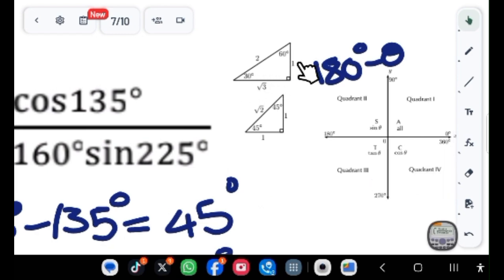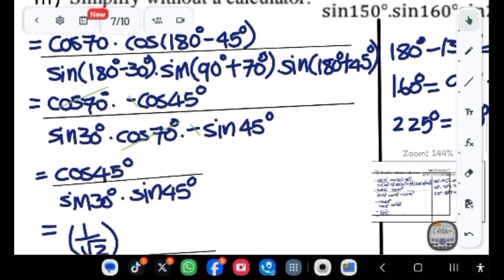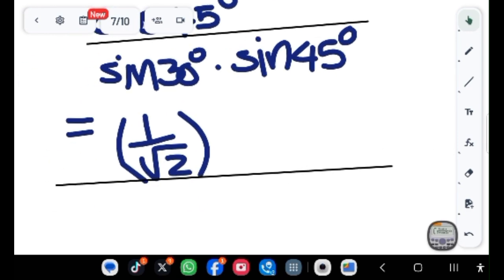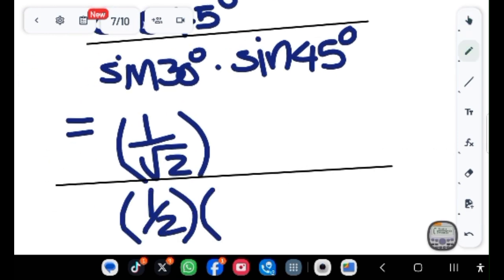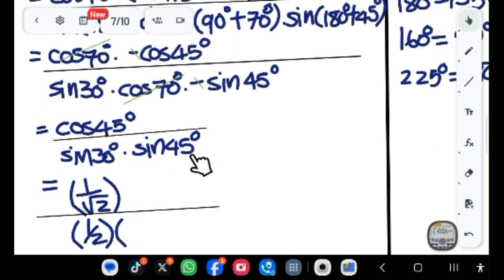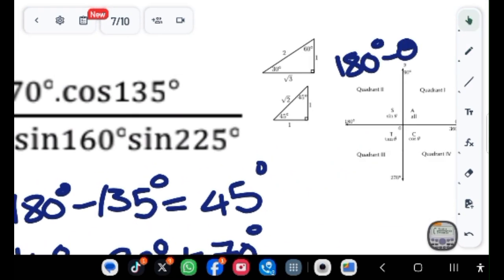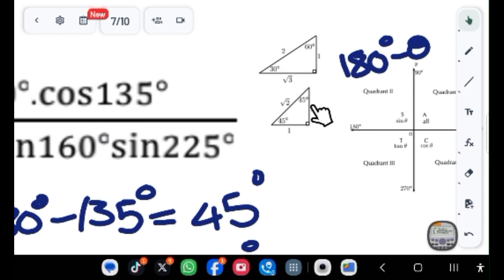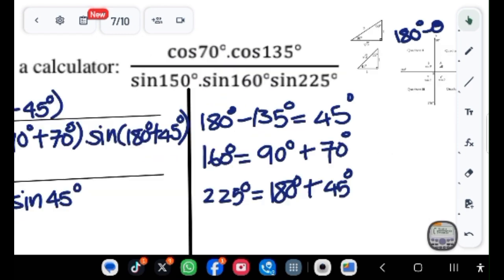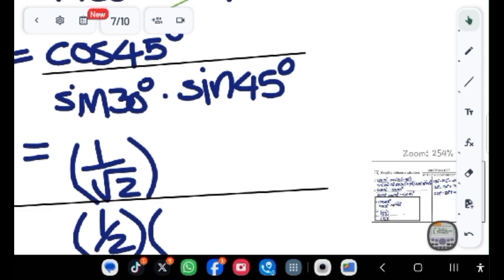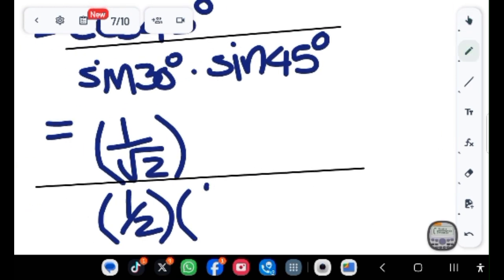That will be opposite over hypotenuse. That's 1 over 2. 1 over 2 times the sine of 45 degrees. Sine of 45 degrees is opposite over hypotenuse, so that's 1 over root 2. Okay, 1 over square root of 2.